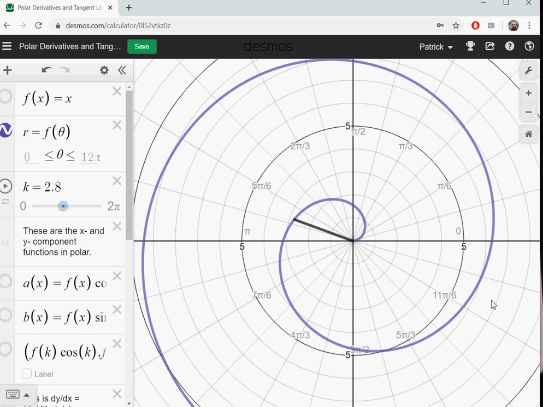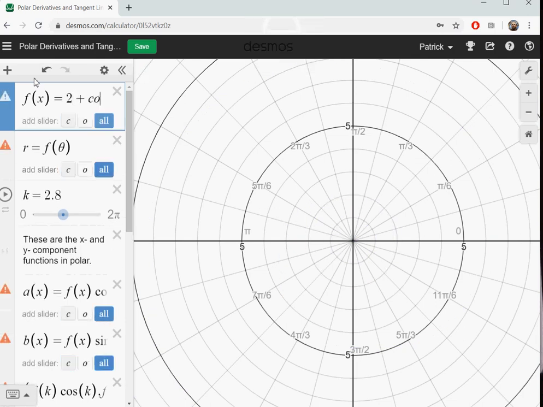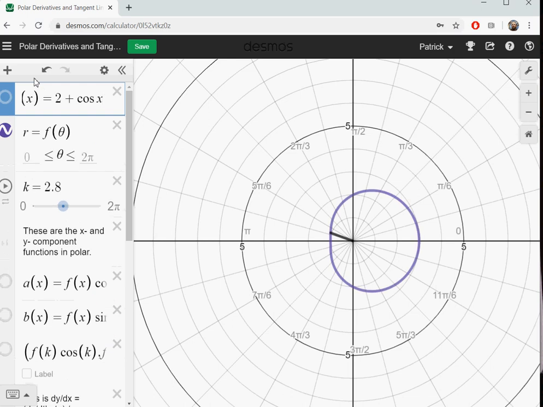So, if we look at an example, something like 2 plus cos theta, and we move around, here we see the distance to the pole is decreasing, decreasing, decreasing, decreasing. Looks like it bottoms out here and is a minimum. Now the distance to the pole is increasing.